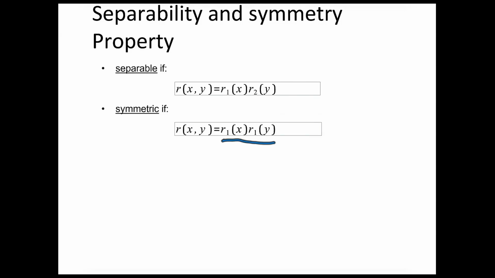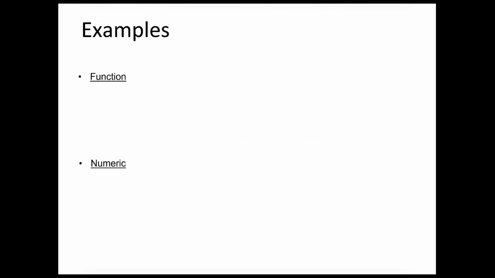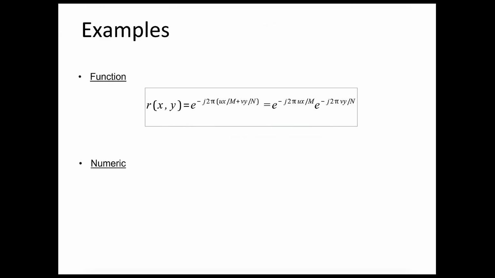What is symmetric? If both are equal, this is symmetric. What are the examples? Let's say an exponential. If that is exponential in x and y, I can write it as a product of these two, right? This is separable. So let's say I take an image and I want to do an operation using this function. Instead of that, I can do first row wise and column wise separately. So this will be the same operation, so multiplication and addition will be the same. How much? We'll discuss this.